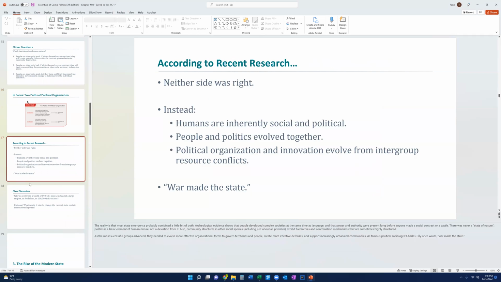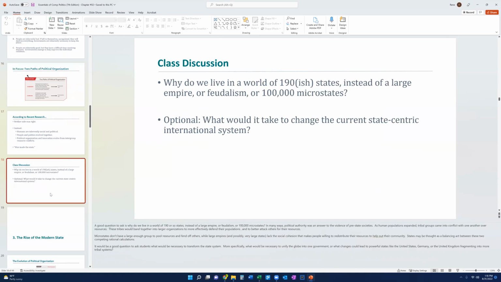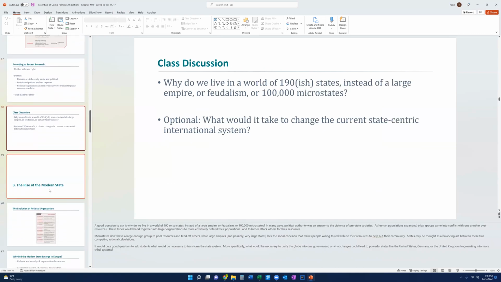At the end of the day, the truth is we're not sure which came first. We're not sure if the consensus theory is accurate or if the coercion theory is accurate. There's a chance that both of these concepts went hand in hand, and that's how our countries and states evolved the way that they did. So keep that in mind.